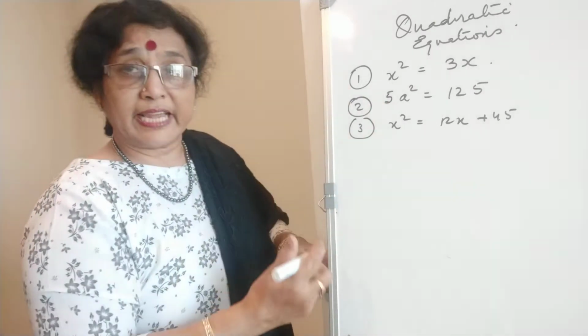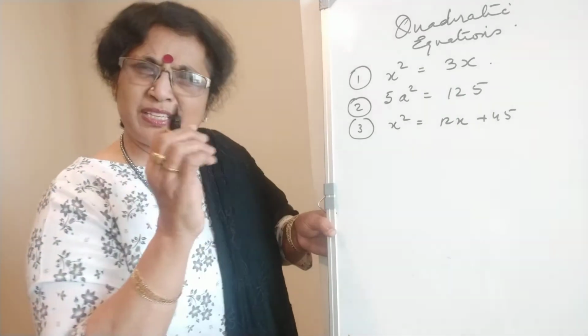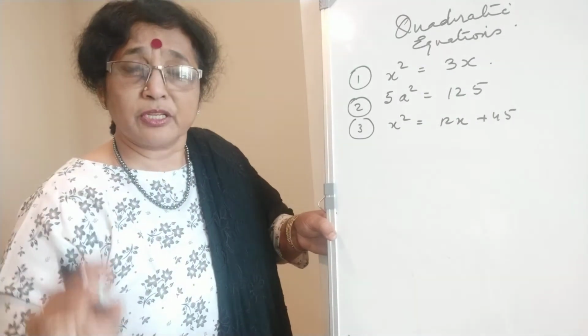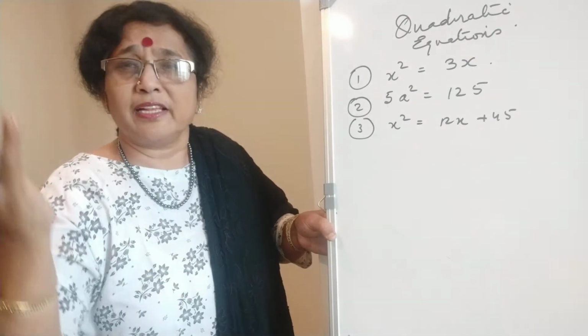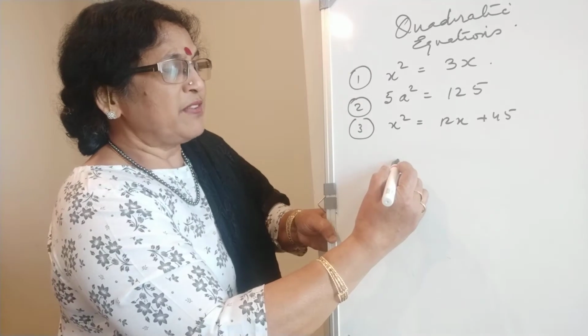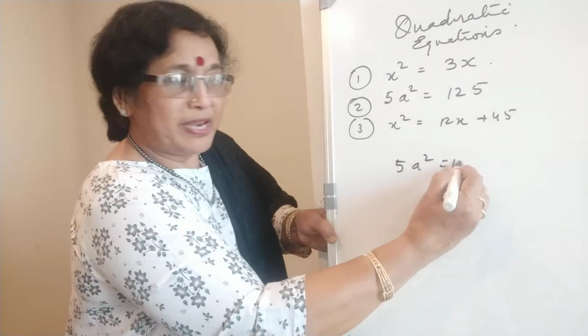For example, the second one. So solve. The question is solve. Nobody mentions solve the quadratic equation. So it goes out of the mind for the child that there will be two values of a in this. So 5a square equals 125.